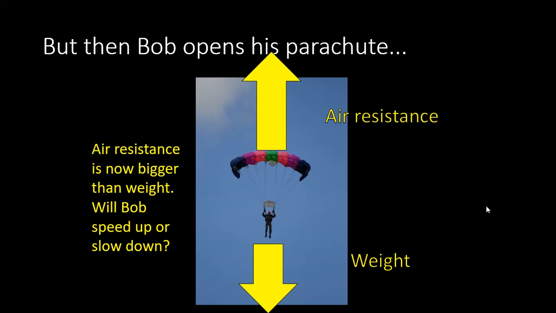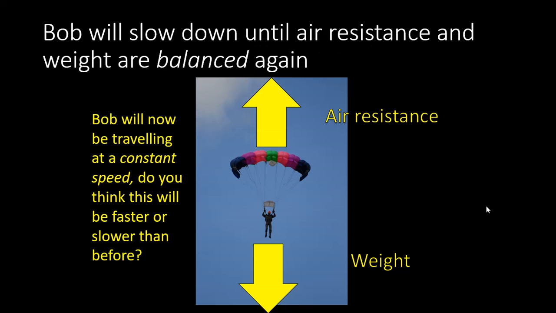Now, when you open the parachute, what happens? Suddenly, the air resistance is bigger than the weight, as you can see from the arrow, right? And this time you're going to slow down. Why? Because the bigger force is lifting you upwards, which is the air resistance, and you're actually going downwards. So slowing down is going to happen because the forces are unbalanced and air resistance is bigger than the weight.